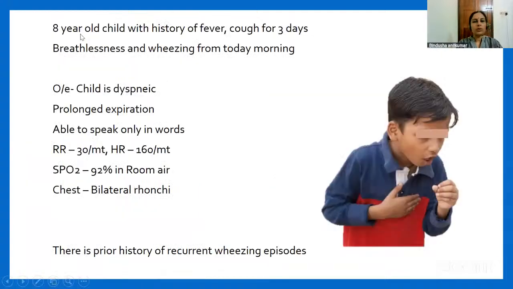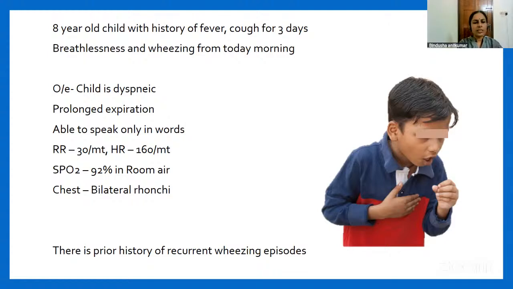Okay, now we are moving on to the next patient. So this is an 8-year-old child with history of breathlessness and wheezing from today morning. On examination, the child is dyspneic. Child has prolonged respiration and is able to speak only in words. He is also having tachypnea. You can see 30 per minute is higher for an 8-year-old child. He is also having tachycardia, and saturation is 92% in room air.